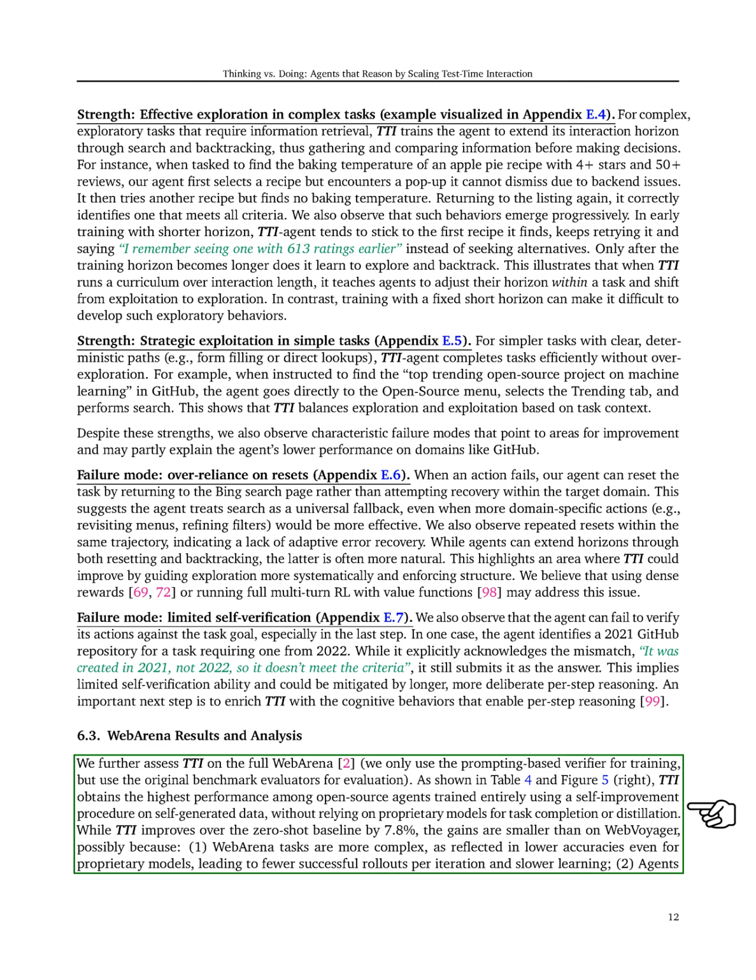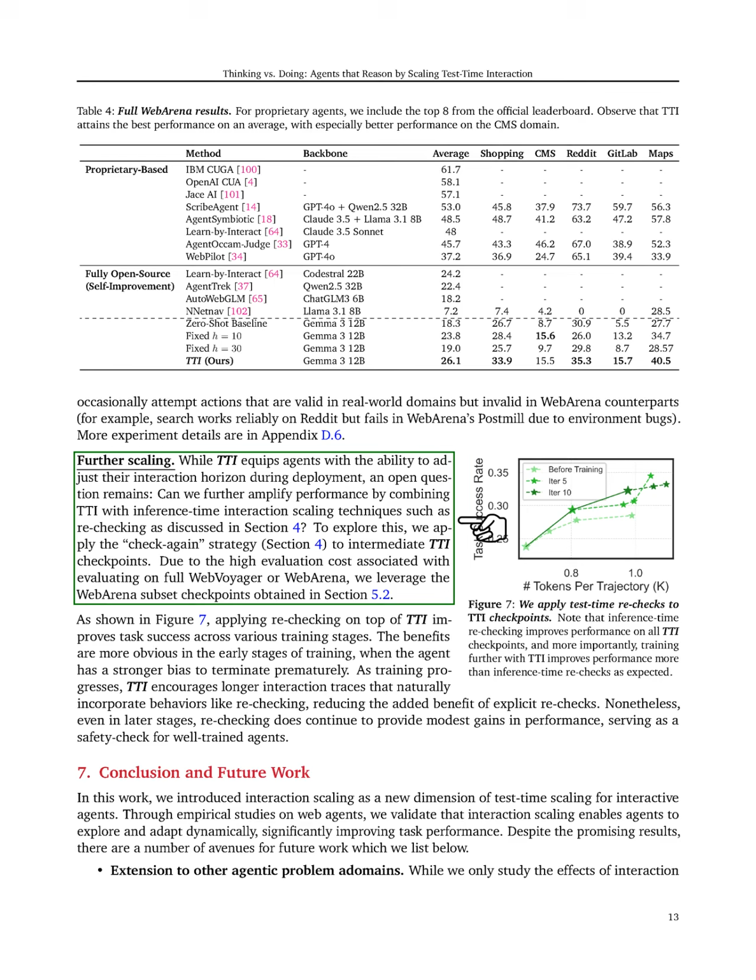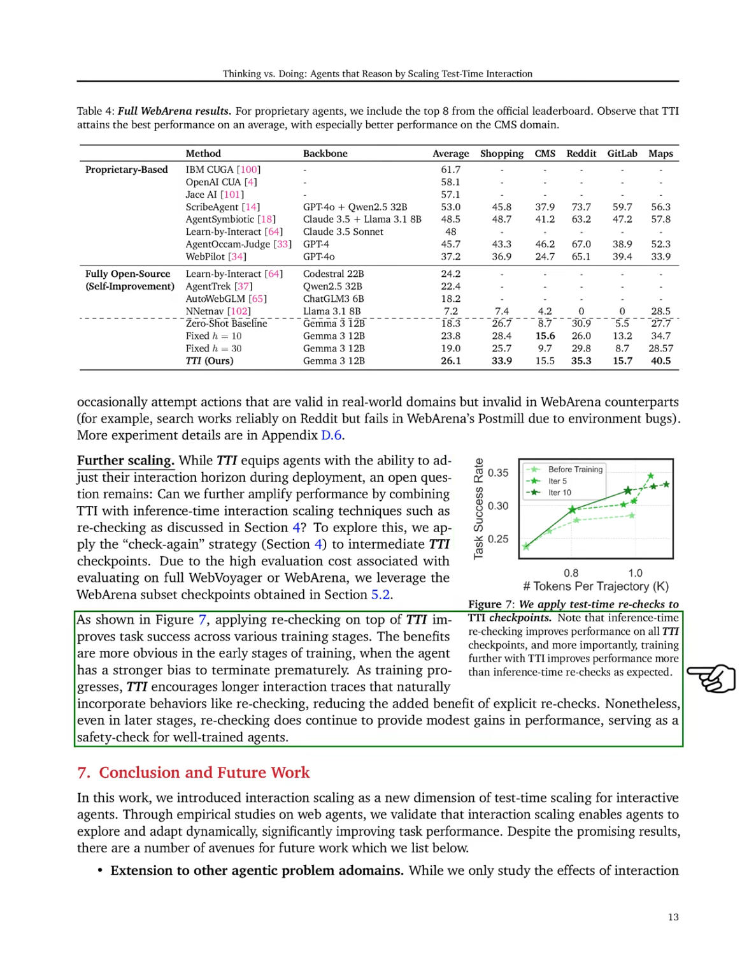We also explore the potential for further scaling. Although TTI allows agents to adjust their interaction horizon, we question whether we can enhance performance by combining TTI with inference time interaction scaling techniques. To investigate this, we apply a check again strategy to intermediate TTI checkpoints. Our findings indicate that this rechecking improves task success, especially in the early training stages when agents are more prone to premature termination. Even in later stages, rechecking continues to provide modest performance gains, acting as a safety check for well-trained agents.